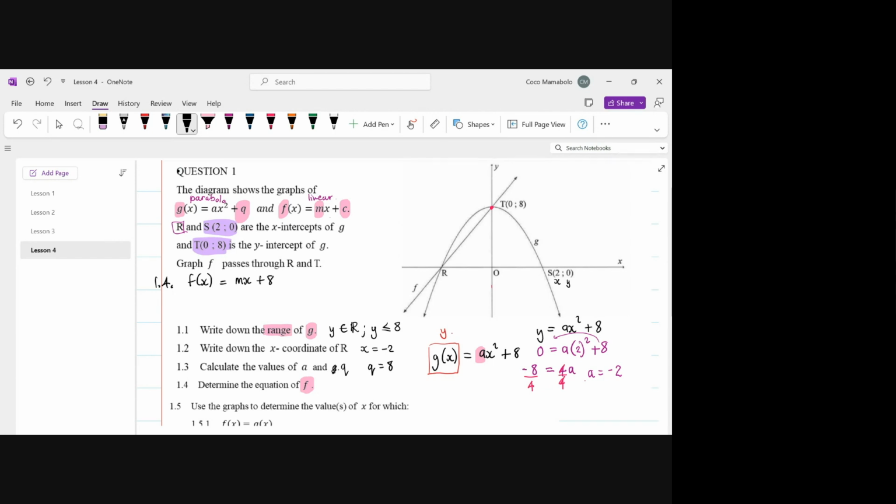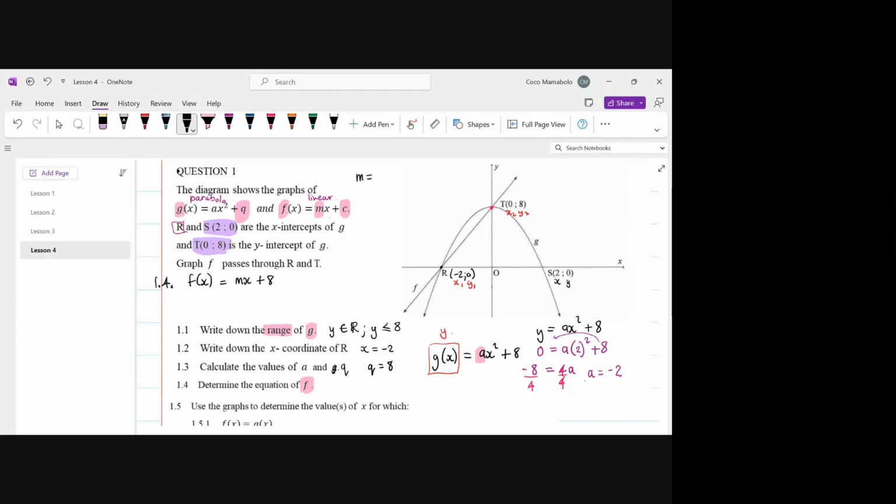1.4, I'm going to say F of x is equal to mx plus 8. I now need to find my gradient, which means I need 2 points that go past my graph. Luckily, I know that R, which also touches my graph, is the point -2 and 0. I'm going to use these 2 points to find the gradient. So m is equal to, I'll just label them, x1, y1 and x2, y2. And we're just going to sub those two in.